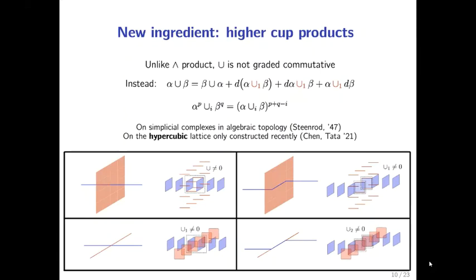These cup i products, higher cup products, take a p-form and a q-form and give you a (p plus q minus i)-form. These were introduced, I think, by Steenrod in the 40s in the context of triangulations and algebraic topology, and they were only given a very systematic combinatorial construction in the hypercubic case in this recent paper by Chen and Tata. The way that I like to think about these higher cup products is as follows.